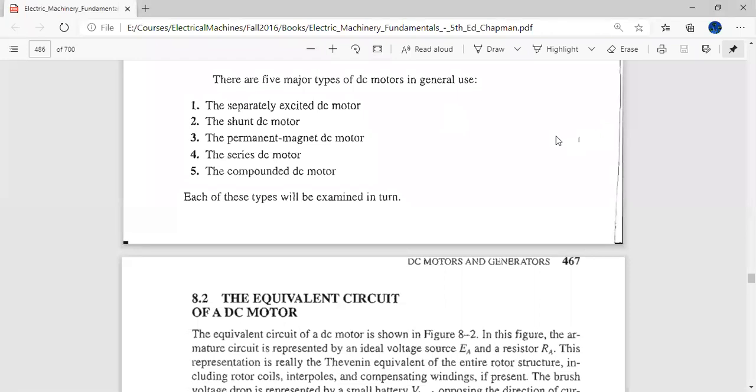We also studied the simple construction of the machines, the role of commutator and brushes and stuff. Okay, so we were now doing this thing. Let me share this with you. Okay, so I flashed the book in front of you. I hope you can all see it.